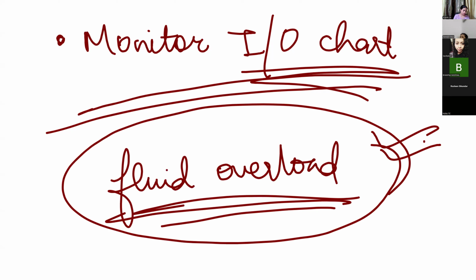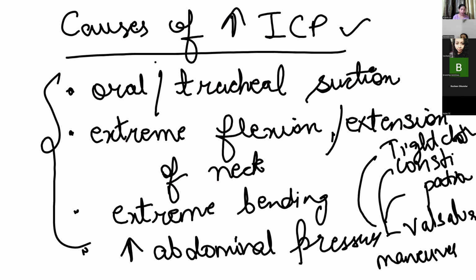Yeah. So now we will have a quick recap. First tell me if there was any doubt in ICP. Any doubt, any query in ICP? No doubt? Clear? No, ma'am. Okay. So now tell me the normal level of ICP. 5 to 15 mmHg. Good. Then what are the causes?